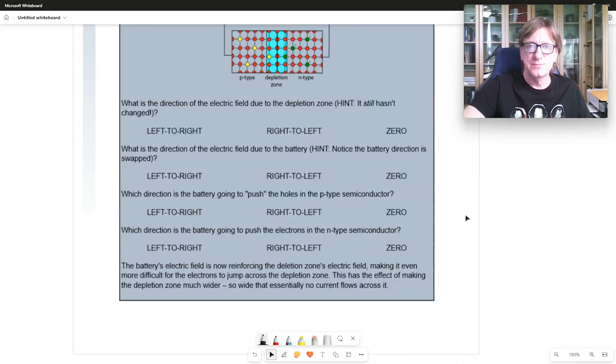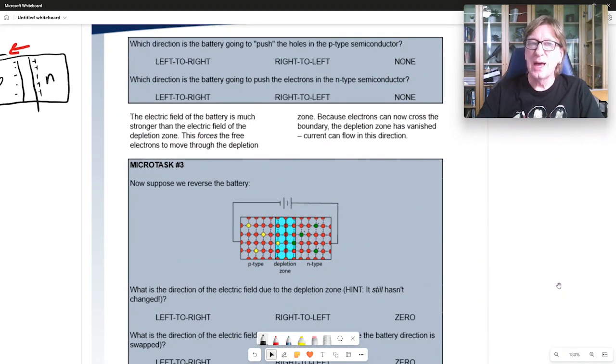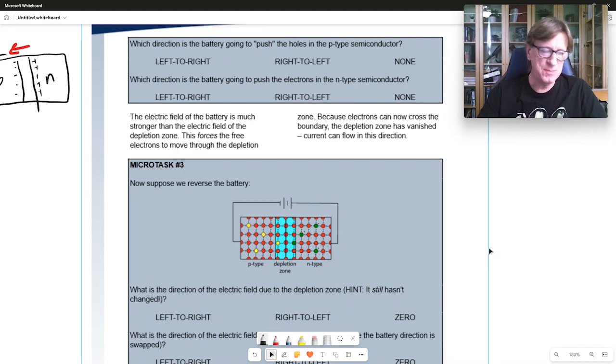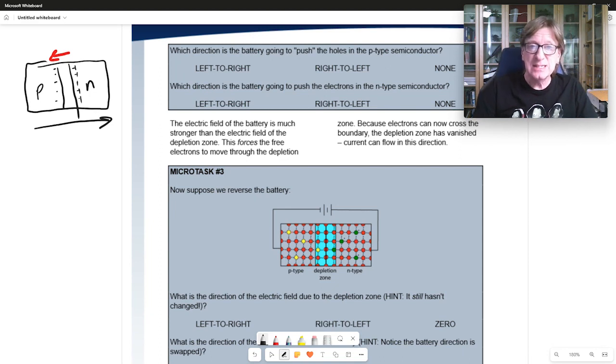Let's go to the next one here. So what direction is the battery going to push those holes in the p-type semiconductor? Make sure that you've got your book, because obviously I don't have both of them on the screen at the same time here. But think about it. Let's use our diagram here. I've got a very small electric field inside due to this depletion zone, and then I've got this great big one from the battery. Now remember, electric fields are a vector. What is the net electric field?